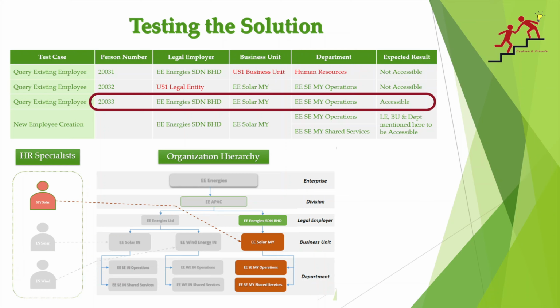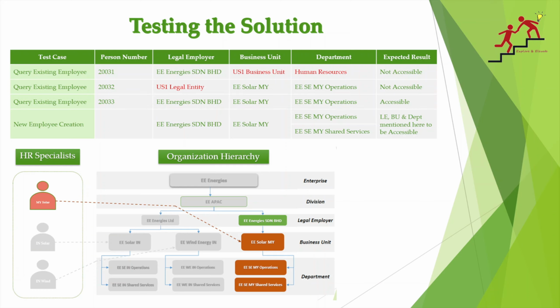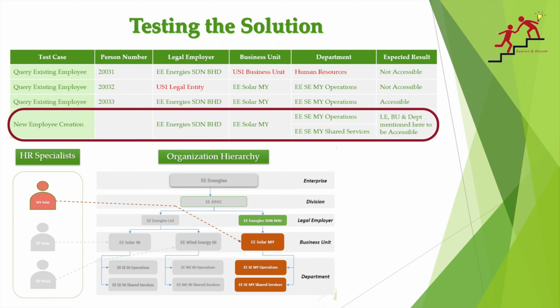If you look at the third record, the legal employer, business unit and department, all of these should be accessible by the MI Solar HR specialist. The expected result is this record should be accessible. And as the last test case, we will try creating a new employee under EE Energies SD and BHT legal employer. We need to make sure that we are not accessing any other legal employer and we do not have access to any business unit other than EE Solar MY, and we have access to only these 2 departments.